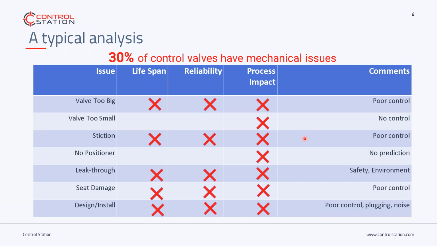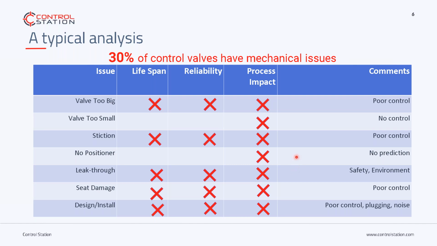In process plants, unfortunately, in many cases we can't have two valves, one for the control aspect and one for tight shutoff. So when you have a control valve that you expect tight shutoff from, you are going to compromise the controllability of the loop, because tight shutoff, meaning no leak through, is going to affect the lifespan and reliability, and it's going to impact the process some.